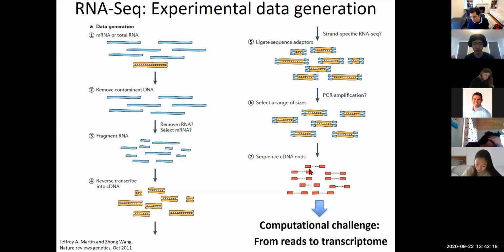And then in the end, we know based on size selection of the fragments here, roughly what their distances will be. And then we can infer roughly where they are on the genome. So basically the computational challenge ahead of us is how do we go from sequencing reads to the transcriptome, okay?